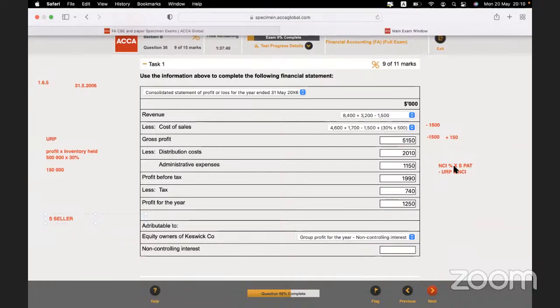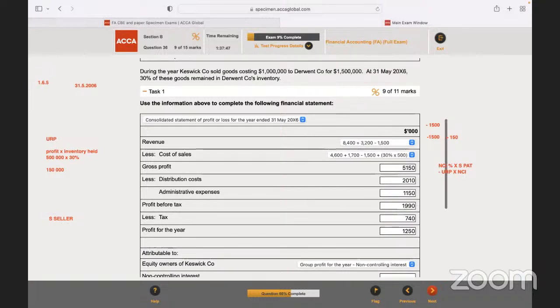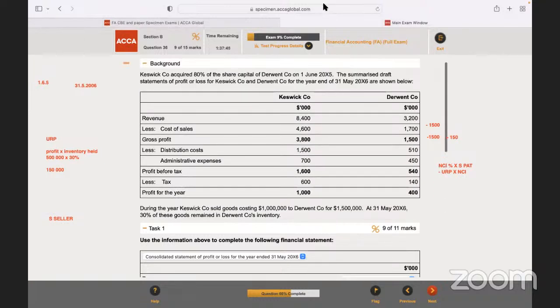So now guys, let's try to do this equation that I have shown over here. Let's go up. Right, first thing we need is the NCI percentage. So guys, in our question, what's the NCI percentage? Keswick acquired 80. So if Keswick has acquired 80, how much is left then? 20% is left. So 20% multiplied by the subsidiary's profit after tax. The subsidiary is Derwent, no guys. Its profit after tax is 400. So the answer for that one will be 80.